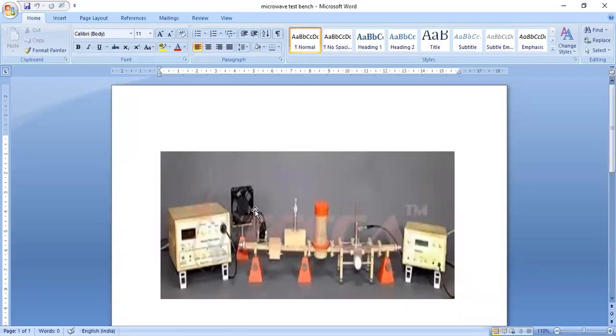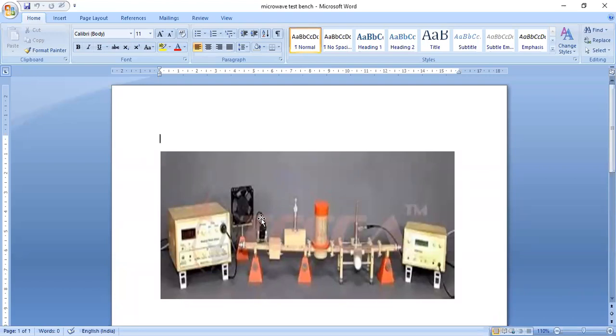And after that, when you see the circuit, this is about the reflex klystron. For the reflex klystron to produce the output, we need a beam voltage and a repeller voltage. So we should properly adjust the beam voltage and repeller voltage, then only the reflex klystron will give you the output. That's most important. You should adjust them properly in order to get the proper output.